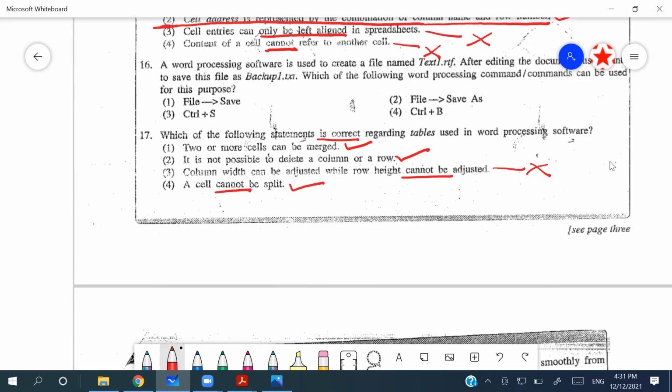Oh, sorry. The second one says it is not possible to delete a column. Yes. So for that reason, it is wrong. Oh, Suhara. Wait. Yes. So the first one is going to be the answer for the 17th one.